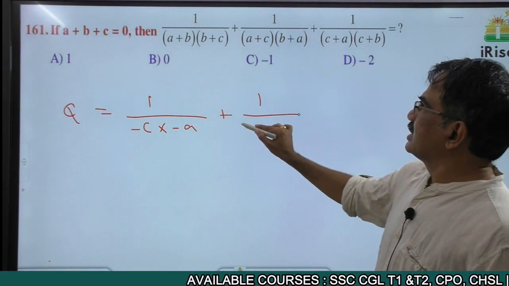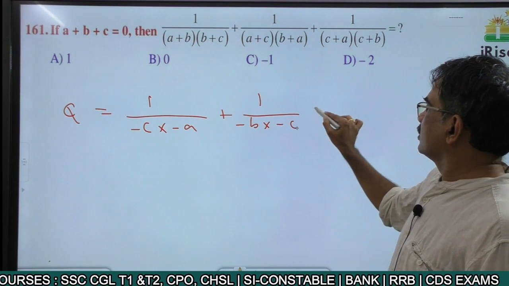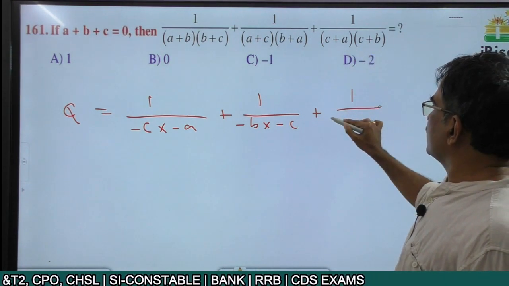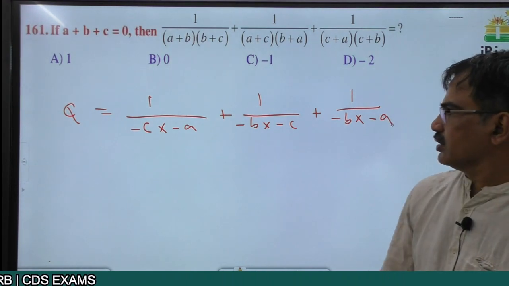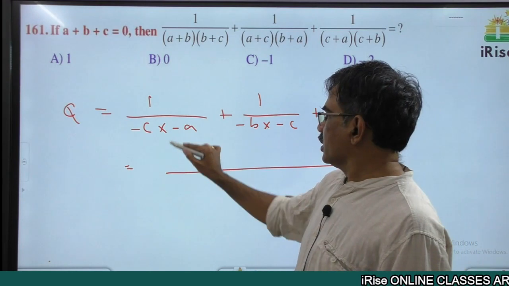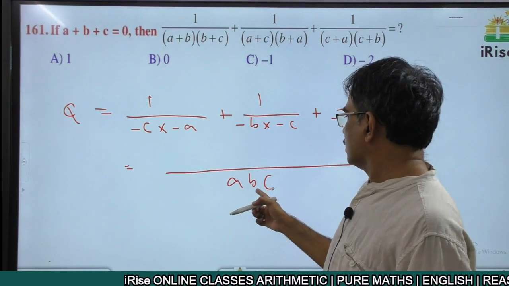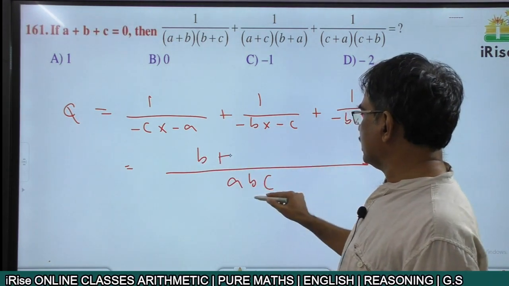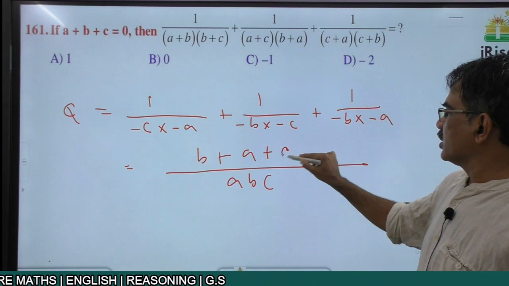a plus c is minus b, b plus a is minus c. 1 by c plus a is minus b, 1 by b plus c is minus a. This is nothing but, okay, I want to take abc as LCM. We get ca, ab, bc; divided by bc we get a, divided by ab we get c.